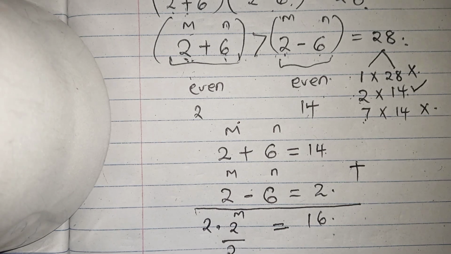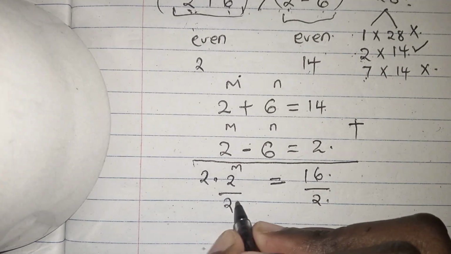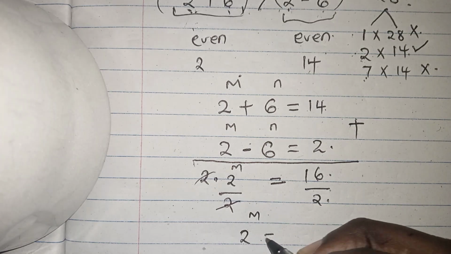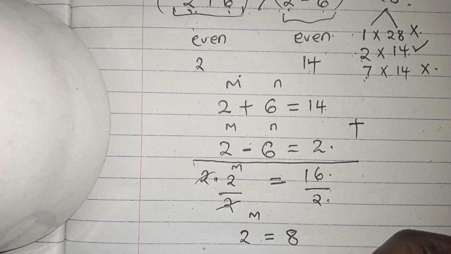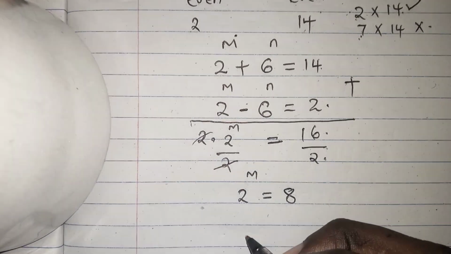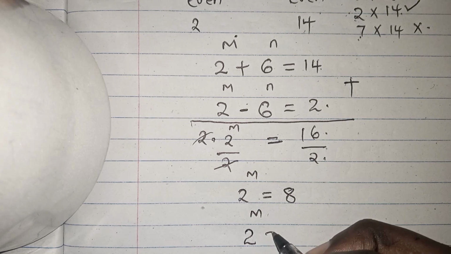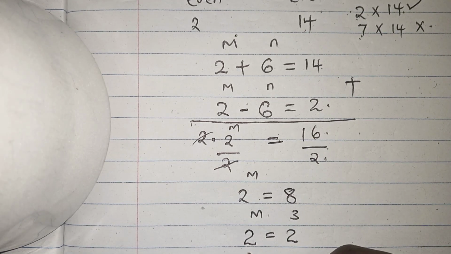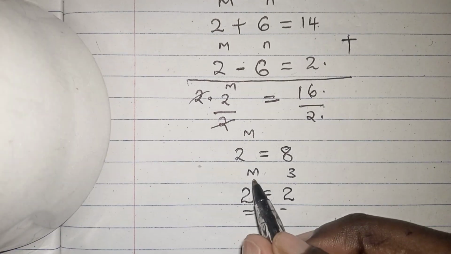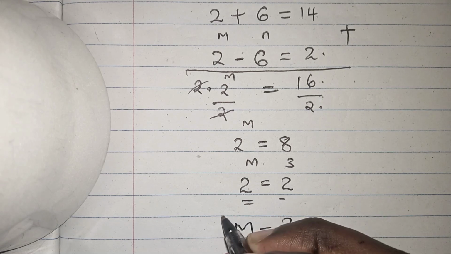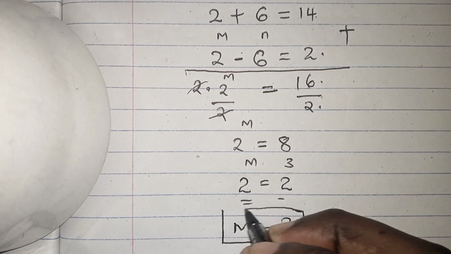So we shall divide here by 2, divide here by 2. So this and this will cancel. Then 2 to the power of m is equal to 8. So we can now get the value of m. This means that 2 to the power of m is equal to 2 to the power of 3, which is 8. So our bases are the same. We can equate our exponent. So m is equal to 3. So we now have the value of m.